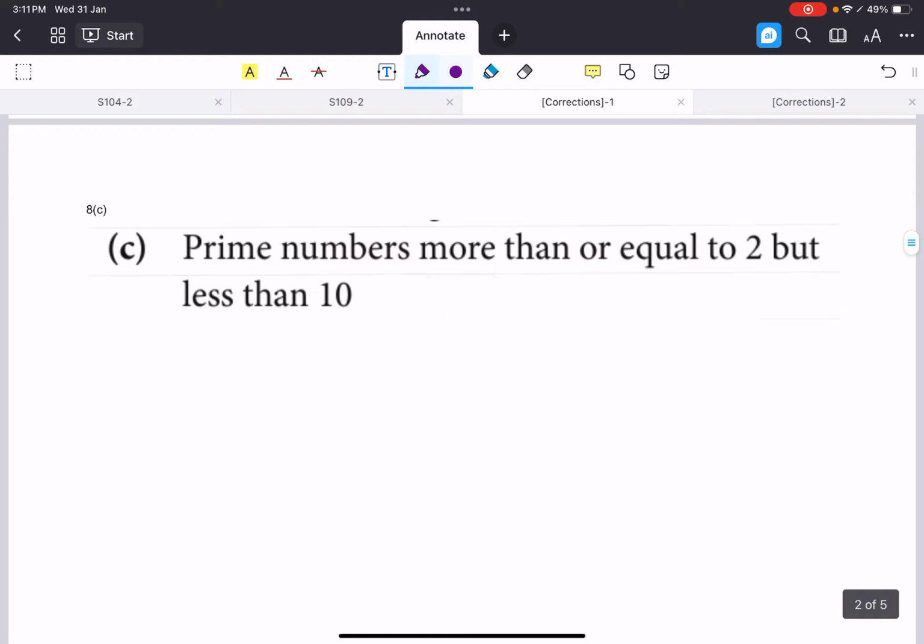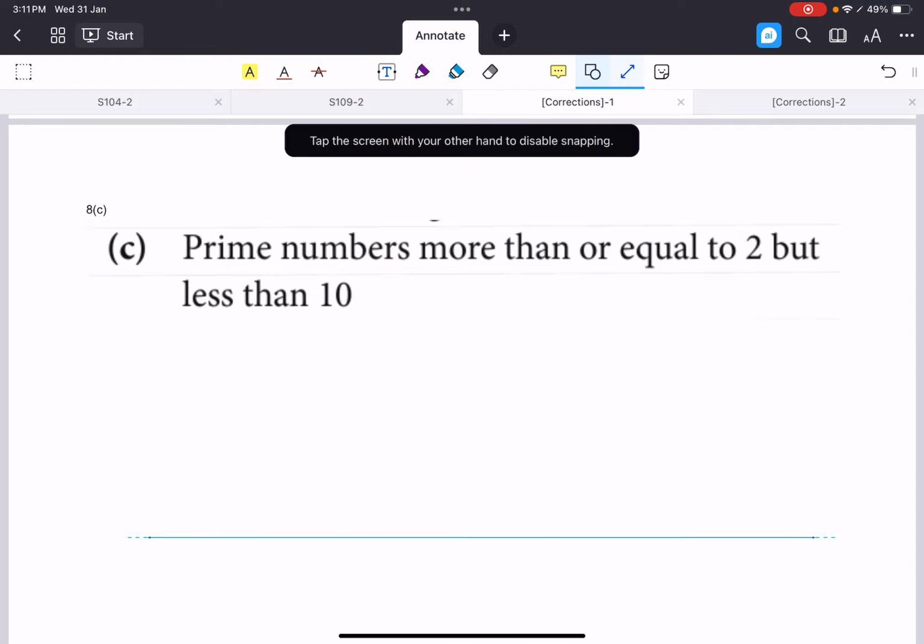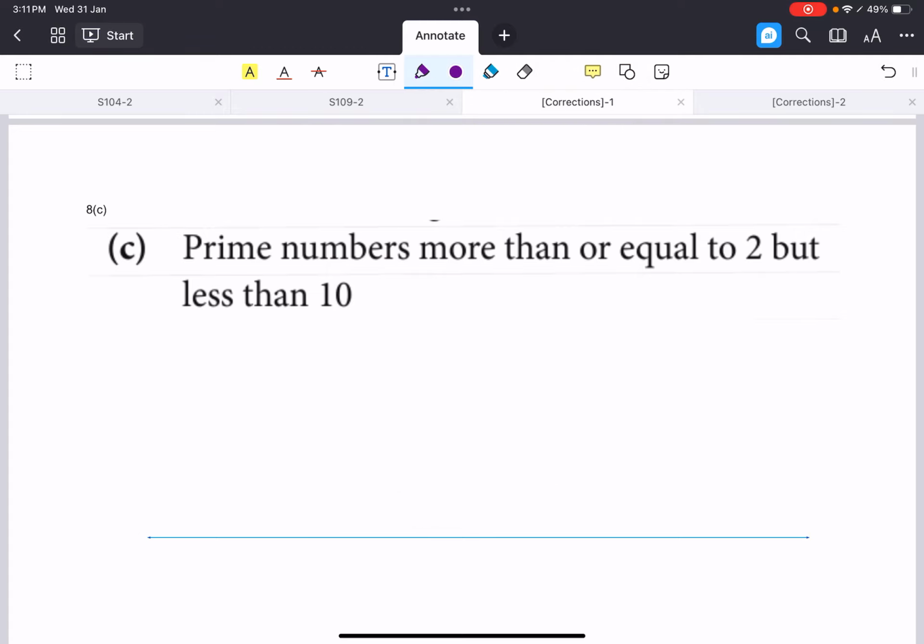Right, the next one, again, we are supposed to draw the number line, but this time around, on the number line, they want us to indicate the prime numbers more than or equal to 2, but less than 10, right? So same thing, I'm going to have my line. The line will look something like that. Okay, let me make the arrowhead more obvious, right? And since we are dealing with prime numbers, we can just start from 1. No issue. 1, 2, 3, 4, 5, 6, 7, 8, 9, 10. That will be good, right?